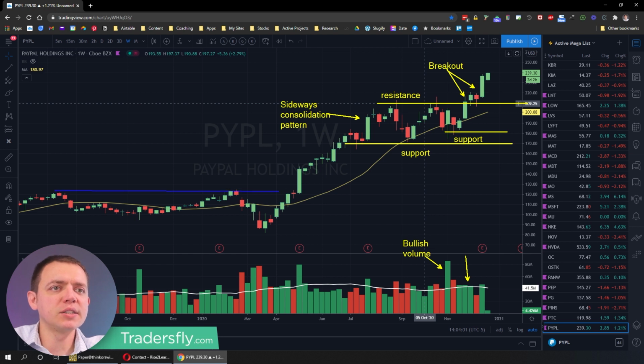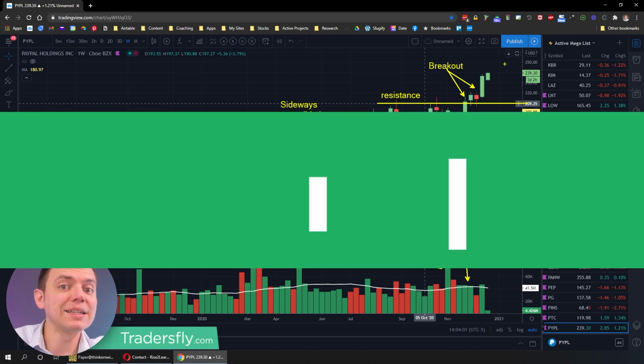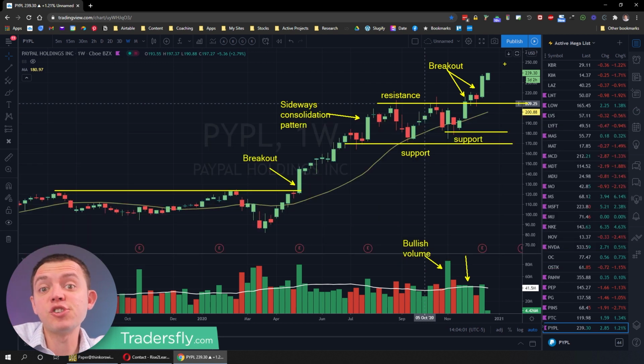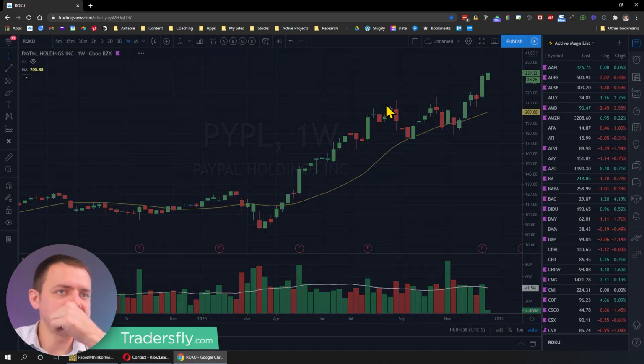Because what's happened here was you moved sideways, there was the breakout, moved higher, sideways, and again the next breakout, right? So that's why in this case I'd be more bullish, just because it had some digestion and stability period there. Roku, this one just doesn't stop.